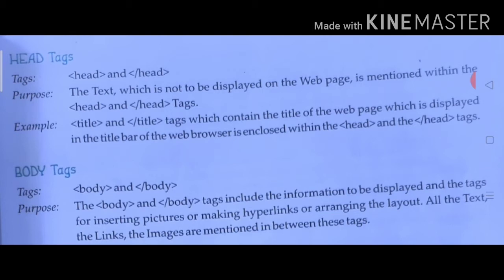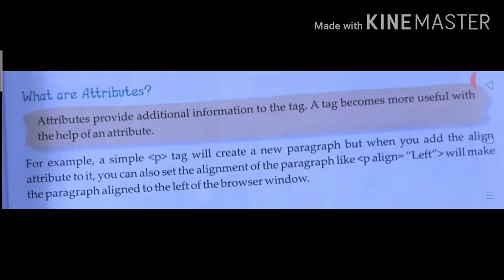Body tag. Next point is body tag. Starting or beginning body tag and ending body tag. Purpose: the starting or beginning body tag and ending body tag include the information to be displayed and the tags for inserting pictures or making hyperlinks or arranging the layout. All the text, the links, the images are mentioned in between these tags.